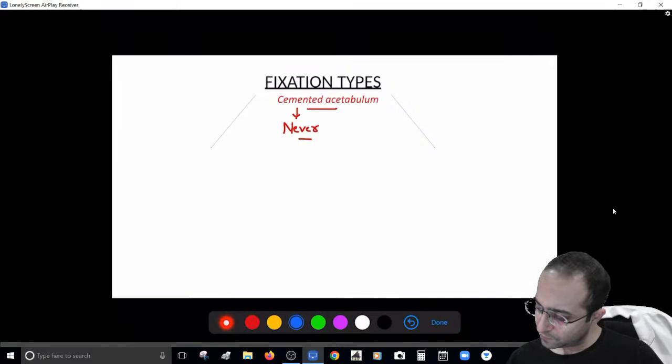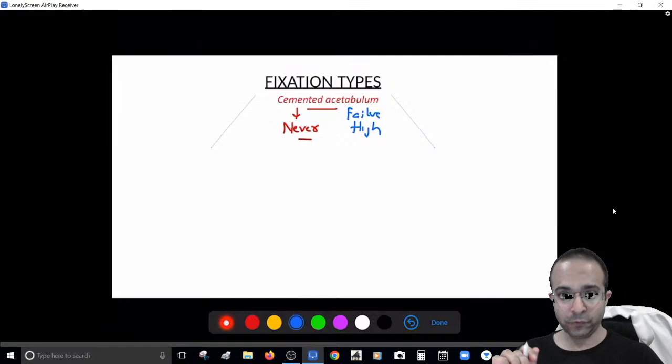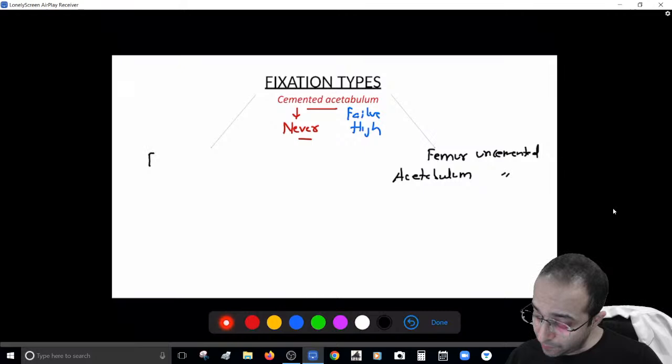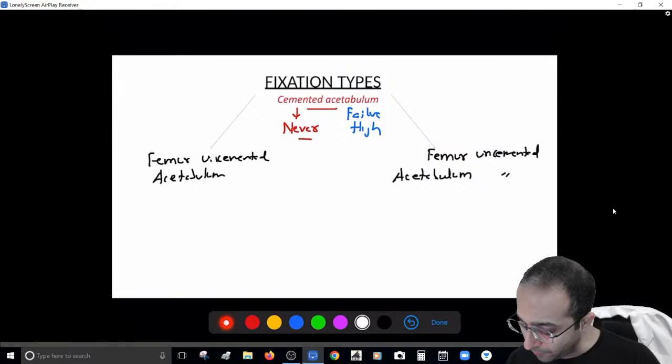Failure very high. So, the combination method that can be used: one is the femur is fixed in an uncemented way, and the acetabulum is also fixed in an uncemented way. The second is the femur is fixed in a cemented way, but the acetabulum is kept uncemented.